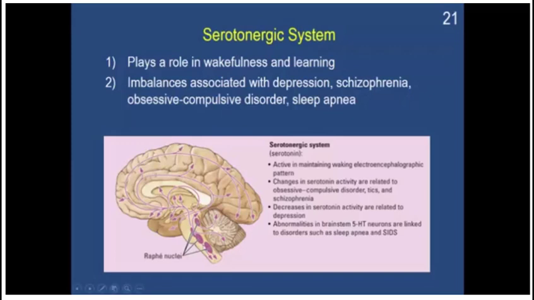The major source of serotonin, or the reservoir in our brains, comes from the raphe nuclei, and then, as you can see, it floods and has pathways that are linking to every area of our brain. Very important neurotransmitter.